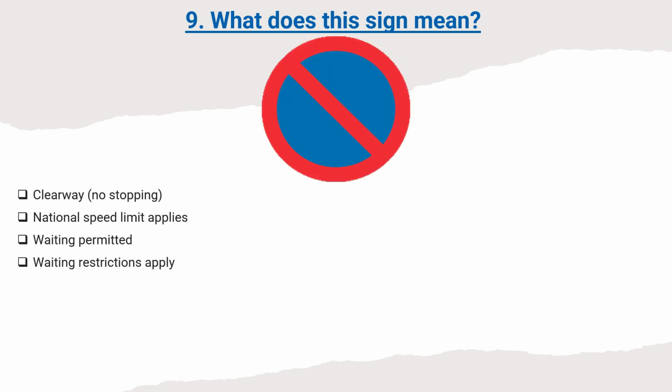9. What does this sign mean? Clearway, no stopping. National speed limit applies. Waiting permitted. Waiting restrictions apply.